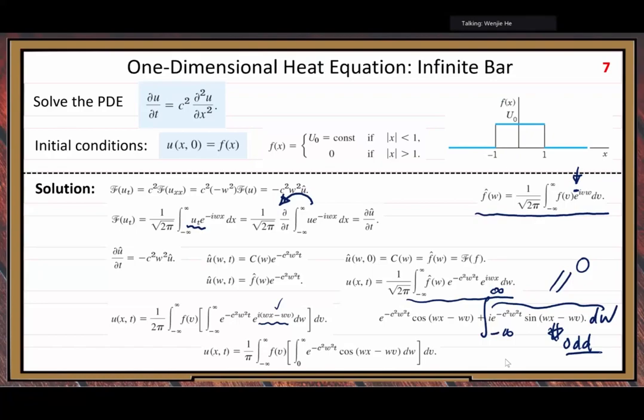So now you have the expression for the final solution. Now I want to make some comments at this point. First, if we compare the Fourier transform method and the Laplace transform method, we can use the Laplace transform to solve PDEs, right? So for solving PDEs, we have the Laplace transform method and the Fourier transform method.